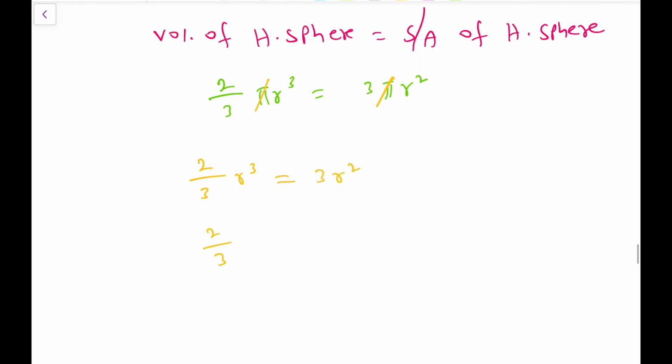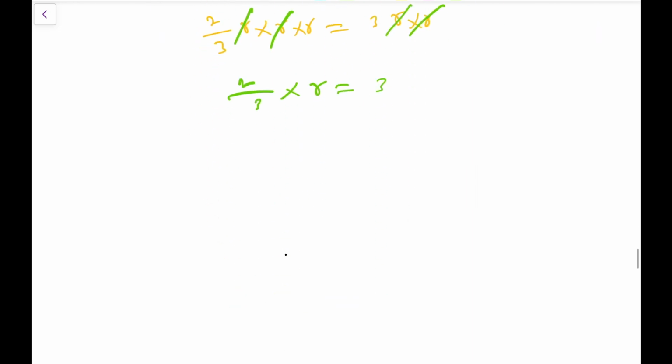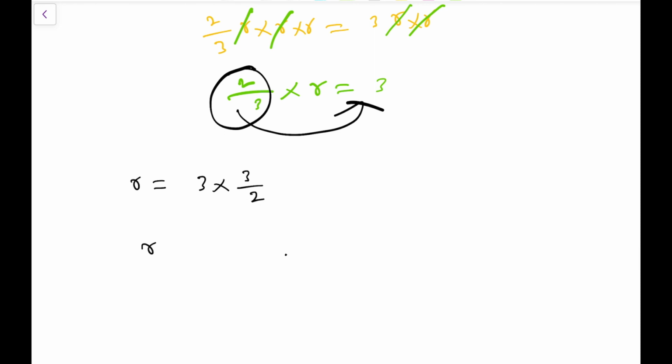2 by 3 r cube is nothing but r into r square, and r square is nothing but r into r. Now left side r, right side r will get cancelled. Then we remain with 2 by 3 into r is equal to 3. Now taking 2 by 3 to the right side, we will get radius is equal to 3 into 2 by 3. If we take it to the other side, it will become reciprocal, so it will be 3 by 2. So r is equal to 3 3s are 9 by 2.